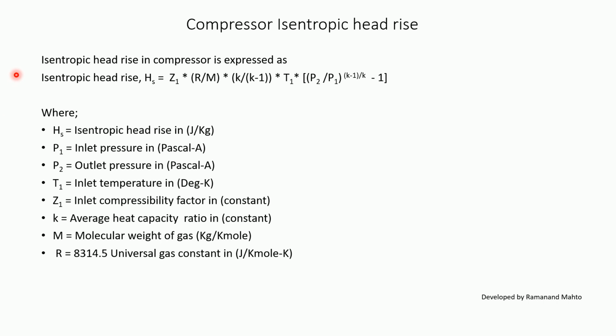Isentropic head is expressed as HS is equal to Z1 into R upon M into K upon (K minus 1) into T1 into [(P2 by P1) to the power (K minus 1) upon K minus 1], where HS is isentropic head rise, P1, P2 are inlet and outlet pressure, T1 is inlet temperature, Z1 is inlet compressibility factor, K is average heat capacity ratio, M is molecular weight, and R is universal gas constant.